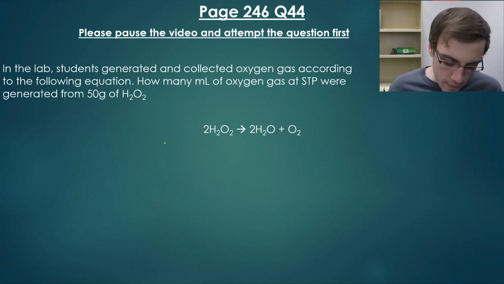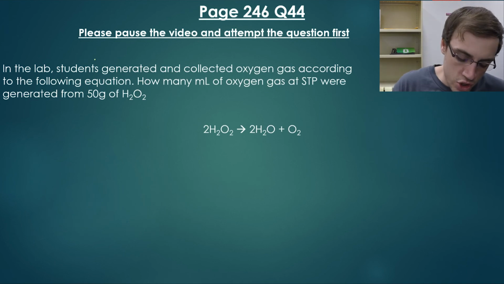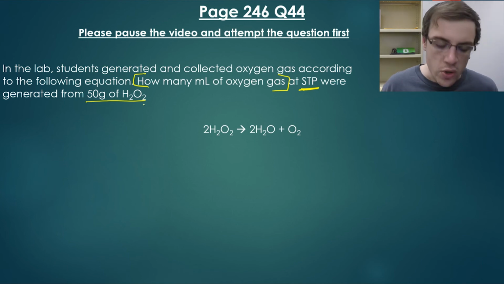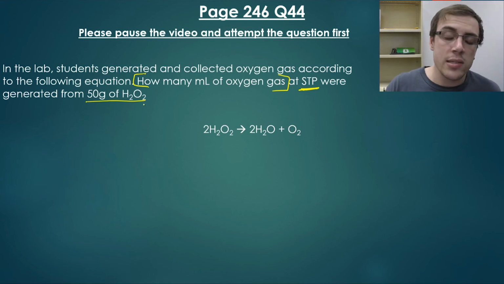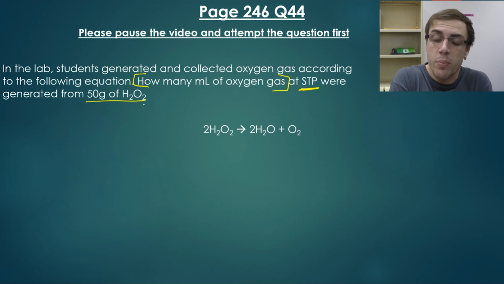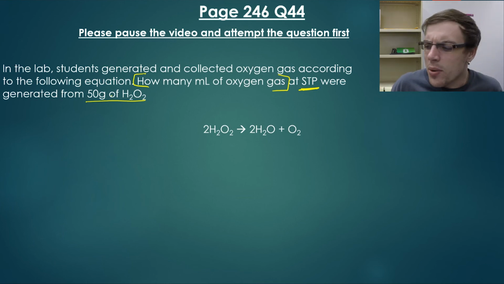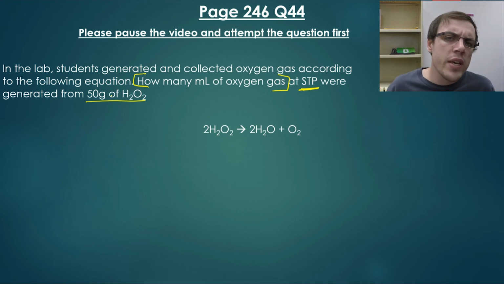Okay, so question 44. In the lab, a student generated and collected oxygen gas according to the following equation. How many milliliters of oxygen gas at STP were generated from 50 grams of H2O2? Instantly, STP, we've got the ideal gas law coming into our minds, and our standard temperature and pressure values. But what's also catching my attention is that we have a mass. Mass isn't in any of these formulas, so how do we use it? The connection is moles.